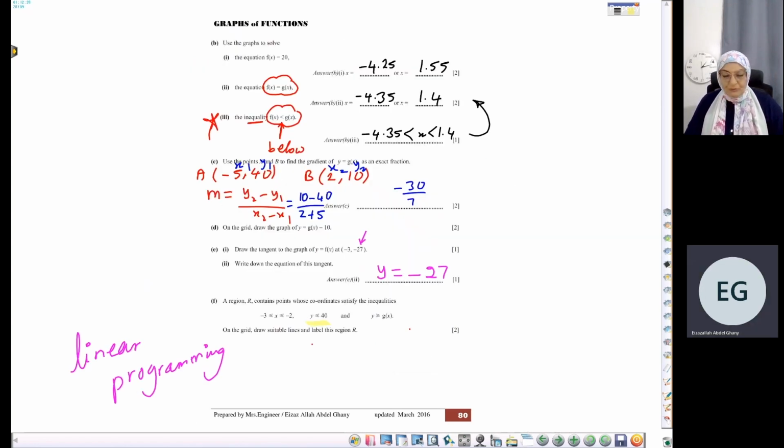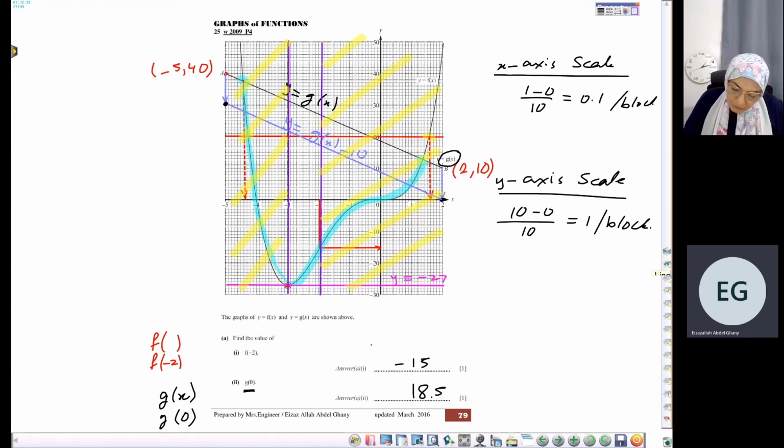Y is the region which is less than or equal to 40. So you need the region which is below 40. First of all, you have to draw y equals 40, cuts y axis at 40. Let's draw y equals 40. And then you need the region below. So you have to shade the region above and say, I don't want it. Or the region above is cancelled. We are deleting the unwanted region.